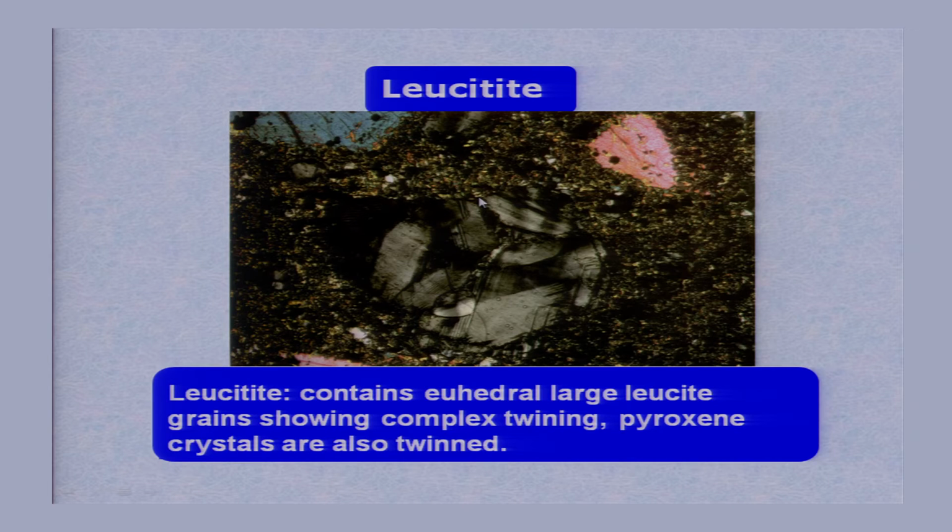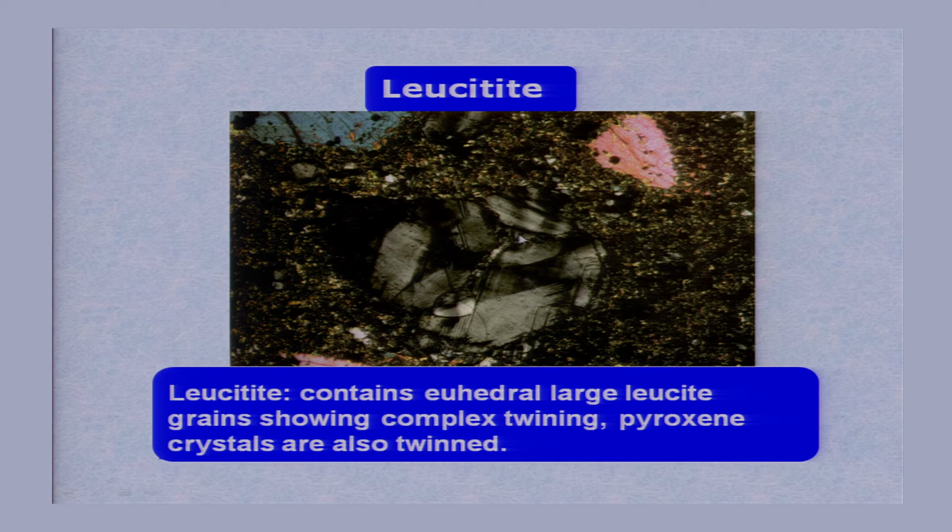Now, I am citing another example of leucitite. Leucitite is a rock. It basically contains euhedral large leucite crystals. This is a large leucite crystal. Leucite is an isotropic mineral and it shows complex twinning. As a result of complex twinning, it shows gray stripes here, but originally leucite under polarized light, crossed nicols condition, is isotropic, perfectly black. Here see my pointer here, it is completely black, but because of complex twinning it shows grayish color.